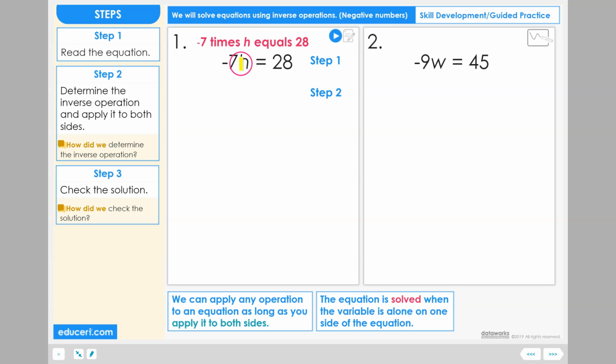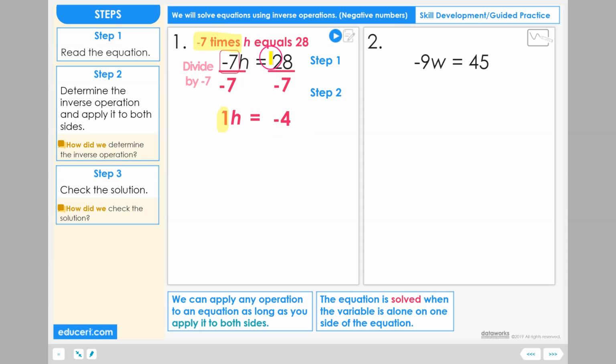-7 is being multiplied to the h, so to undo a times -7, we need to divide both sides by -7. -7h divided by -7 and 28 divided by -7. Simplifying, -7 divided by -7, remember, equals 1, and h remains as a variable.